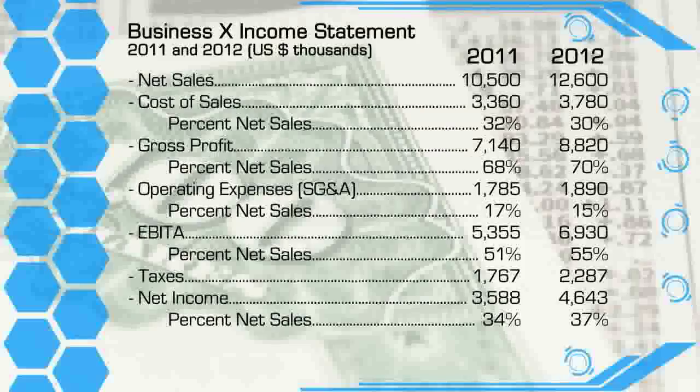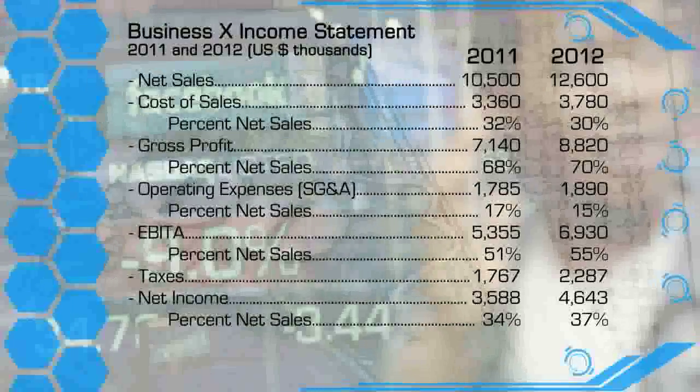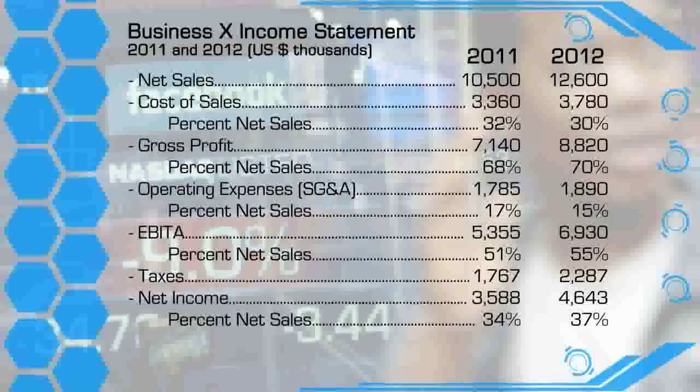Here is the income statement for a hypothetical company. Now this is Business X, we'll say, for the last 2 years. Business X, income statement, 2011 and 2012, in US dollars in thousands. So what do these 2 years of income statements tell us? First, net sales have grown strongly, almost 19%.